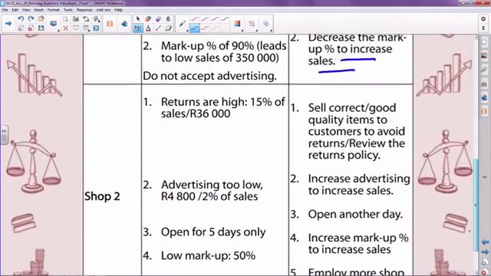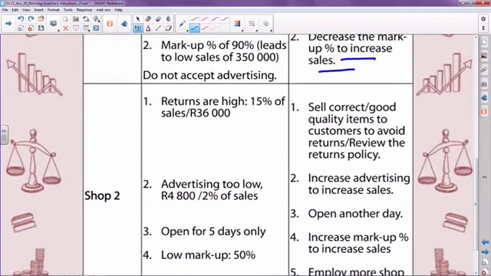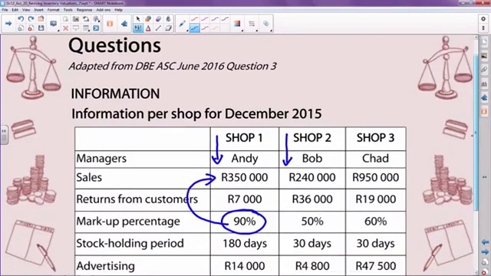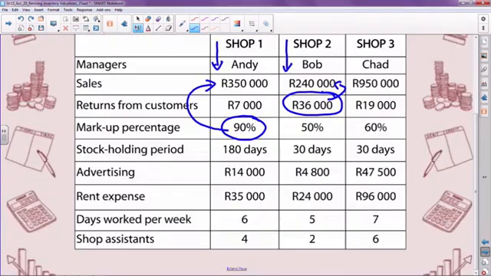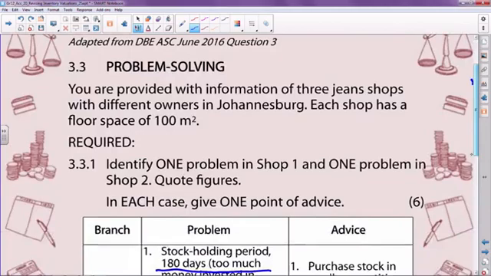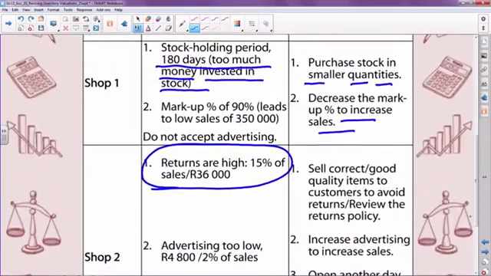What about shop number 2? Clearly you can see your returns are high, 15% of your sales. Let's identify it. Watch. 36,000 Rand worth of stock is being returned out of a possible sales figure of 240,000. This means, therefore, that that figure is definitely too high. What advice would you give? Sell the correct goods, the quality to customers, to avoid returns.